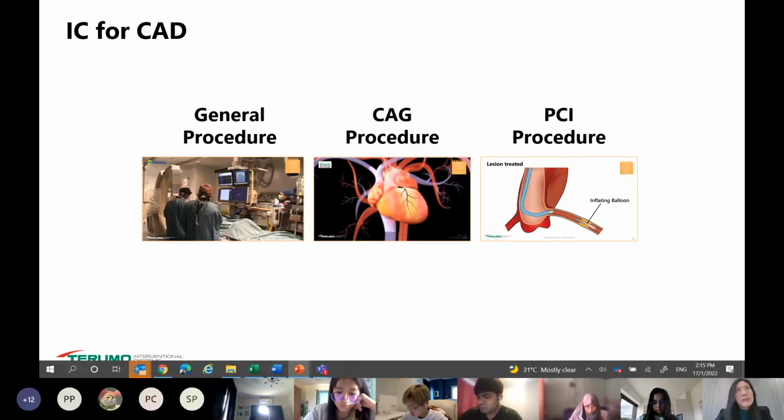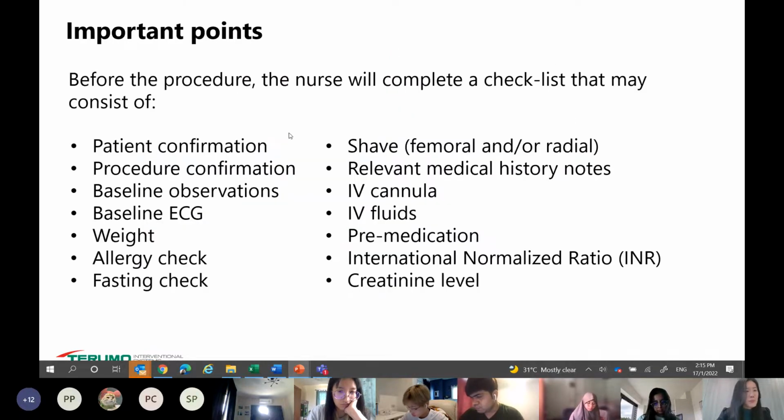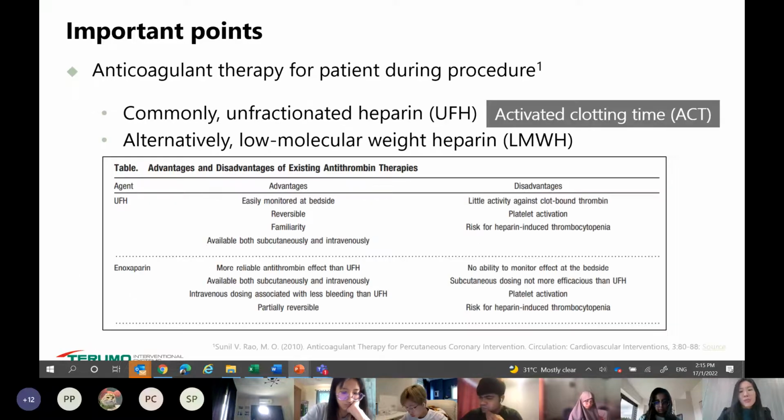We will be looking at interventional cardiology for CAD, specifically for CAG and PCI. So our focus in this first half of the IC for CAD is the procedure itself. We'll first talk in very general terms, then we'll specifically go into CAG and then PCI. In very general procedure terms, it's important to note that there are standard things that nurses will check, whether it's the correct patient, whether they have the correct file containing the patient records, etc. These are, I think, very standard things.